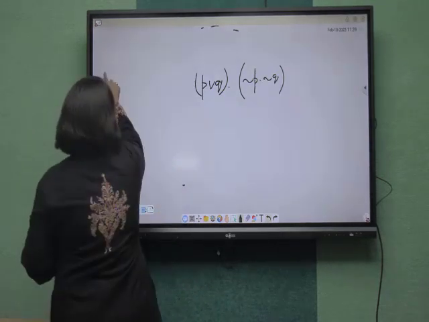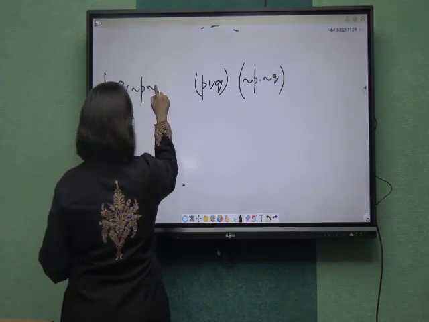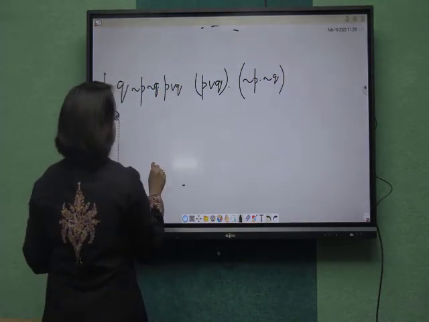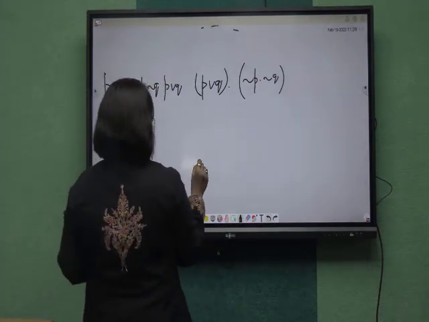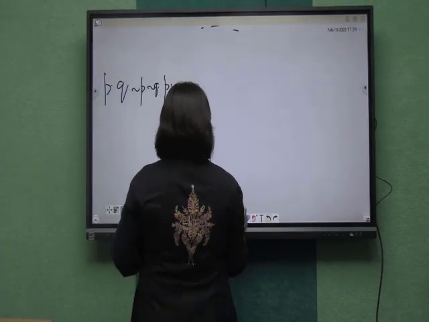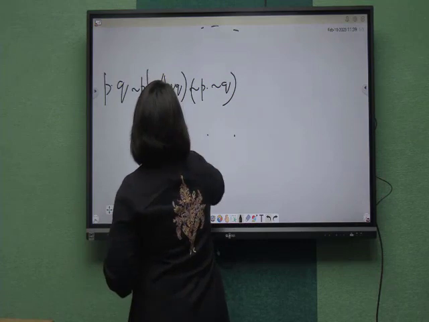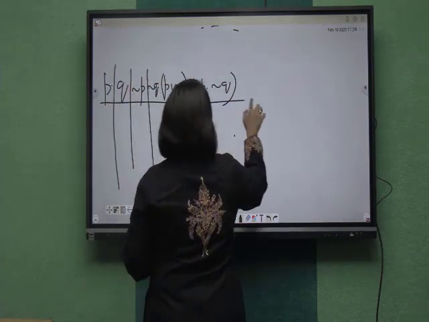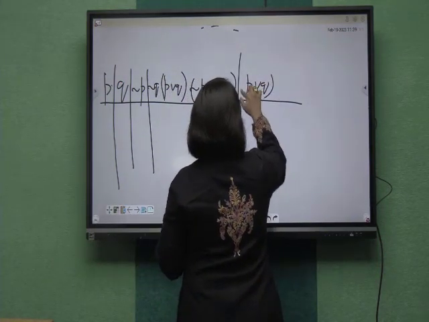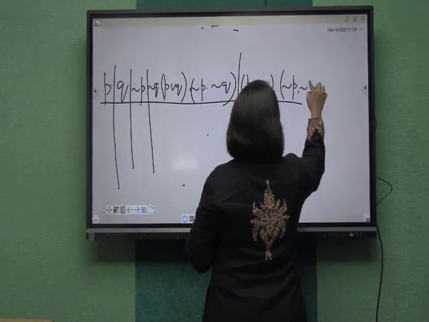Okay. So it's going to be P, Q, negation P, negation Q, P wedge Q, and negation P dot negation Q. Negation P dot negation Q. And the main column, which is P wedge Q dot negation P dot negation Q.